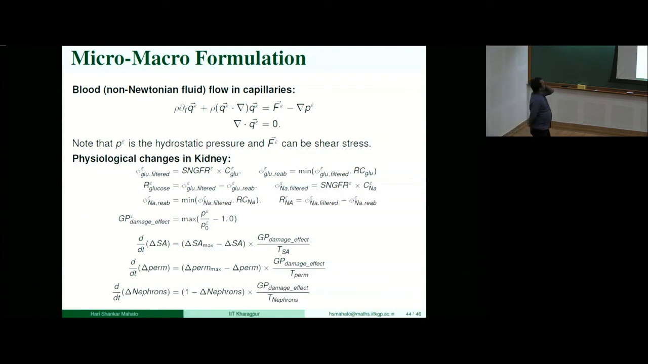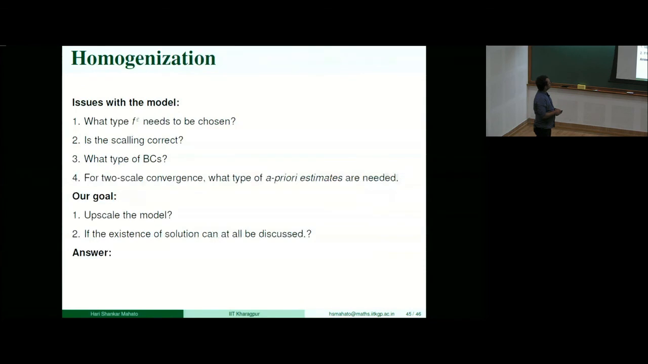All right. And then since the pressure from here will be fed into these equations, based on that P epsilon, we can calculate the physiological changes in the kidney. But in order to address this micro-macro model, there are several issues.